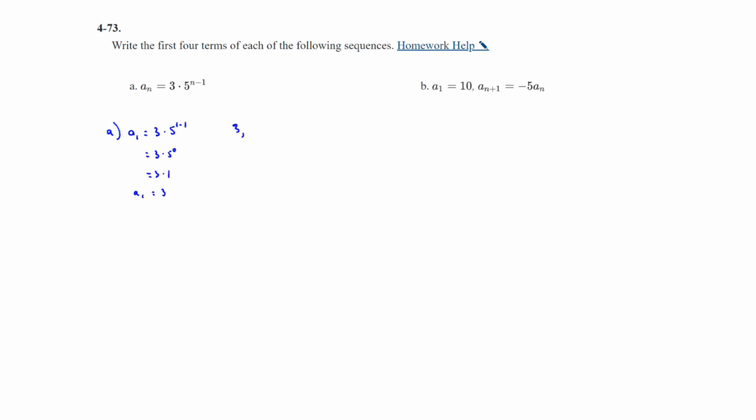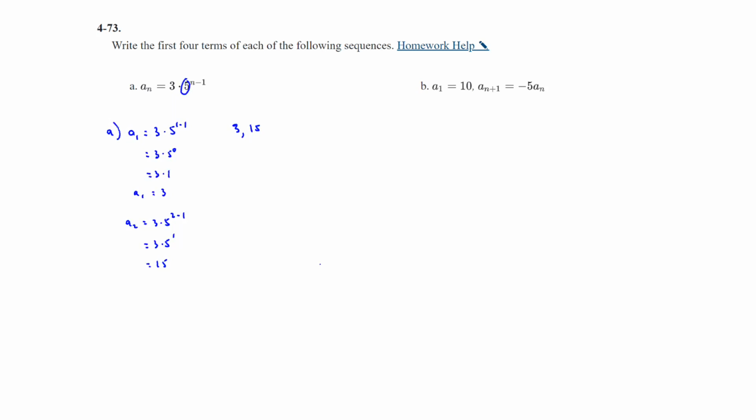So 3, comma. And then we could do this again, and I'm just going to show you this, that we can just plug 2 in, 3 in, 4 in, and repeat this 4 times. But remember, once we know the pattern, we don't have to keep plugging in here. So this would be 3 times 5 raised to the first. 3 times 5 would be 15. The multiplier is the 5.